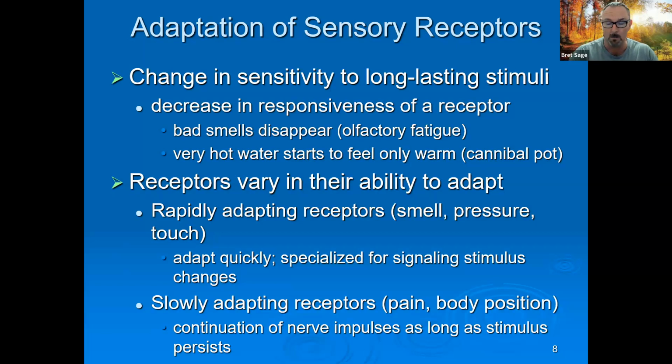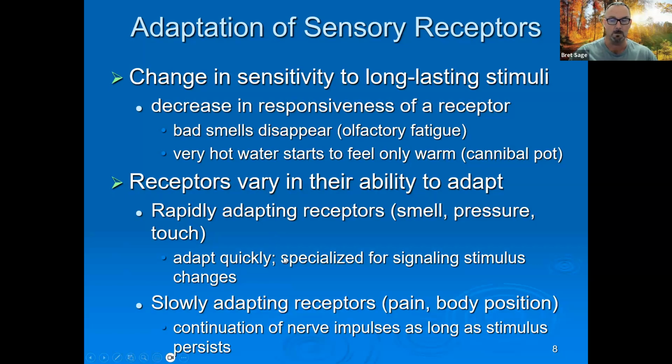Receptors vary widely in their ability to adapt. Rapidly adapting receptors such as smell, pressure, and touch adapt quickly. They're specialized for signaling stimulus changes. So for example, light touch. Now, if you took your fingers and put them right on the surface of sandpaper and left them there, you wouldn't feel anything. I challenge you to try it. If you have sandpaper in your house, put your hand on it and leave it right there, and eventually you'll stop feeling it. So what do we do to feel things that are rough or textured? We move our fingers across the surface of it, and that causes small fluctuations in where the bumps are felt. And so that's why they're rapidly adapting.